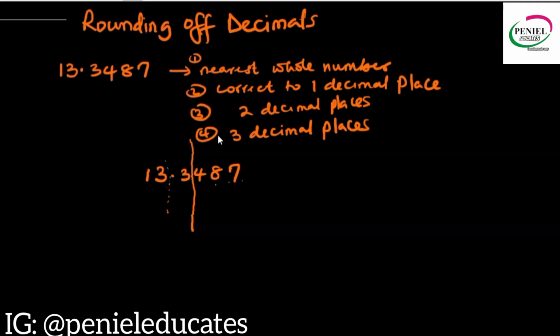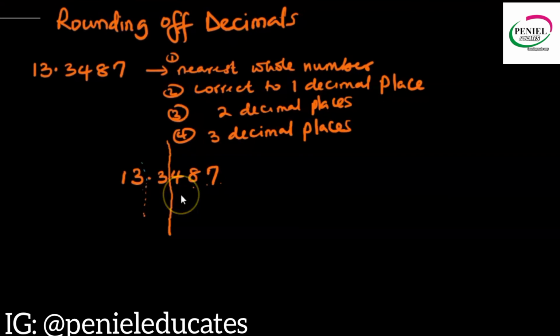Just look at the number that is directly behind what you are doing. This is the 1 decimal place, and this is the number that is behind. This number can only be converted to 0. So once this is converted to 0, you can only have 13.3. That's 13.3. You've converted this to one decimal place. That is how to convert to one decimal place.